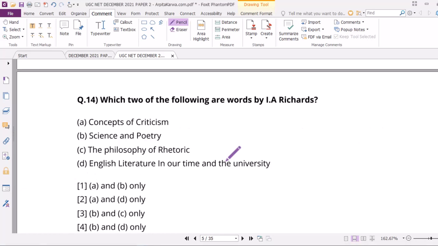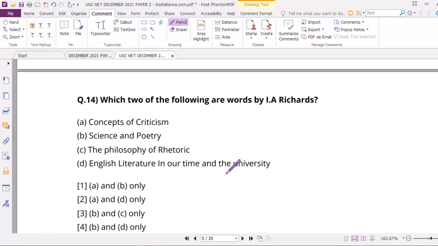Moving further, which two of the following are works by I.A. Richards? That's a typo there. It's not words, it's works. So for this particular question, you need to know I.A. Richards' bibliography, and in this sense, the correct answer is 3, as in B and C, which is Science and Poetry and the Philosophy of Rhetoric.